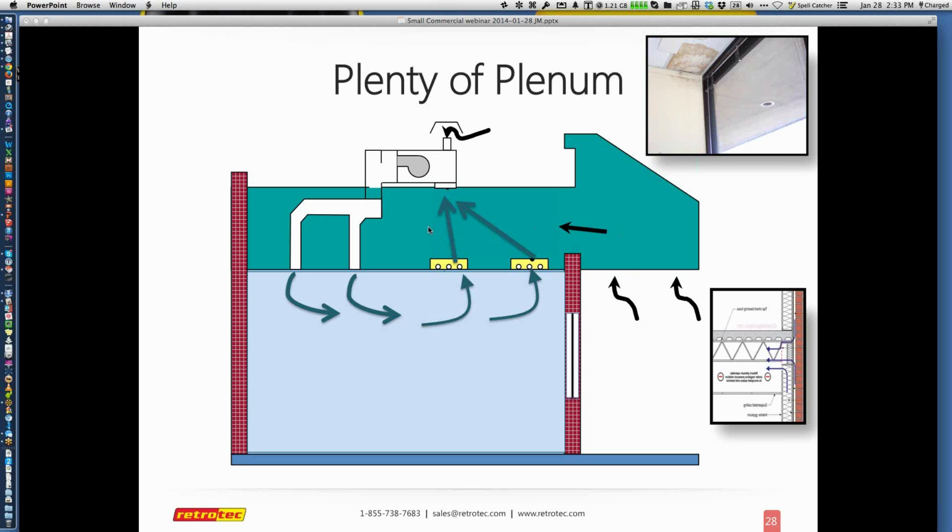It's now mixed with the conditioned air that I have. If I have any kind of water pipes or the ductwork itself, that can actually have a temperature change. Now I have a dew point or condensation issues, and ultimately that could lead to stains on the ceiling.